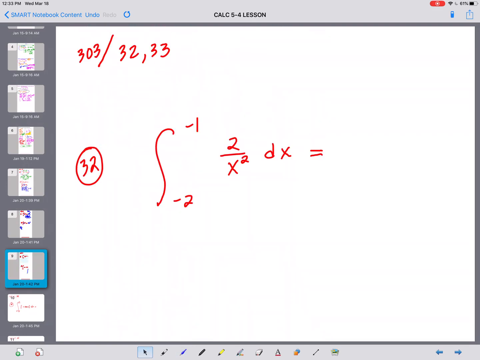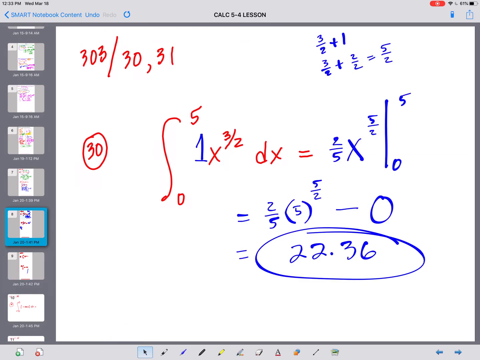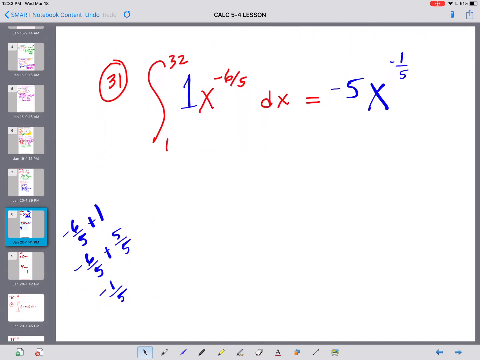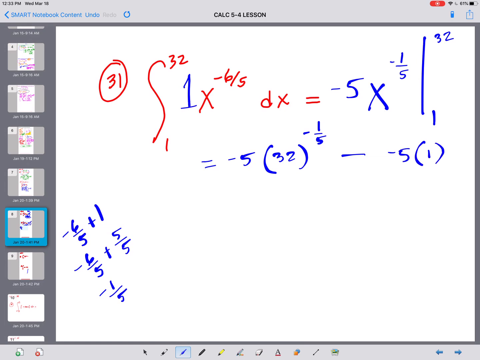That's the antiderivative of x to the -6/5. Let's evaluate it. There we go, 1 to 32. Here we go: -5 times 32 to the -1/5 minus -5 times 1 to the -1/5.